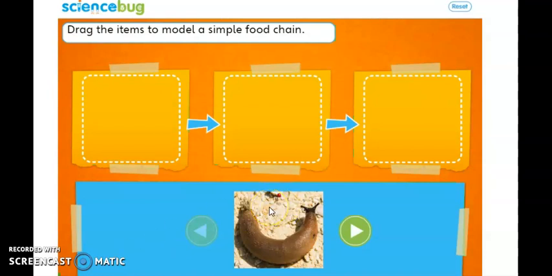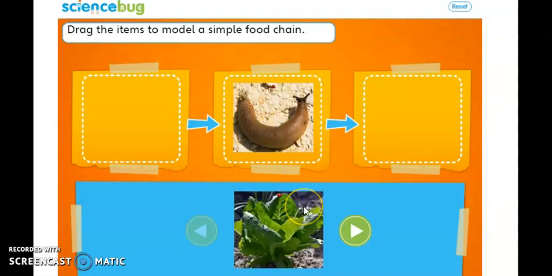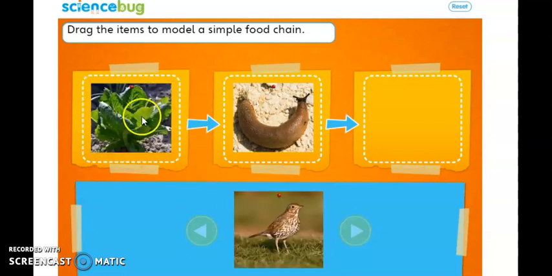As we all know, food chain begins from plants. So where do we put the slug? Do we put the slug in the beginning, in the middle, or at the end? Okay, so we are going to put the slug here. And then what does the slug eat? The slug eats a plant, so we will put the plant here. So there's a flow of energy from the plant to the slug.